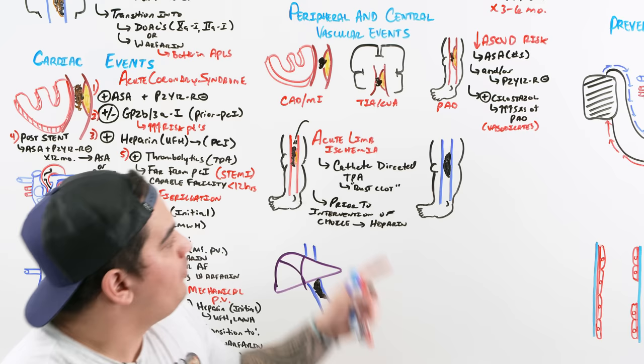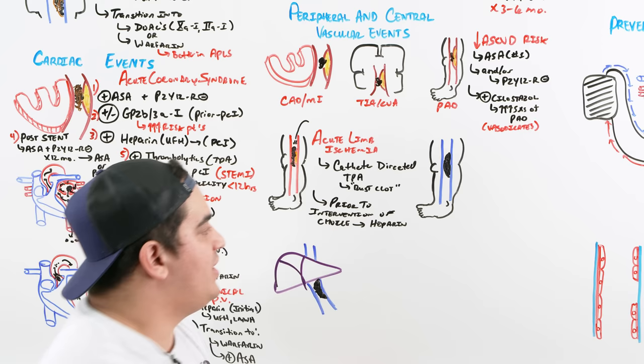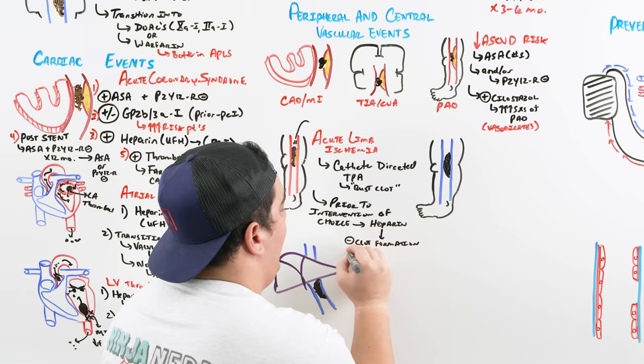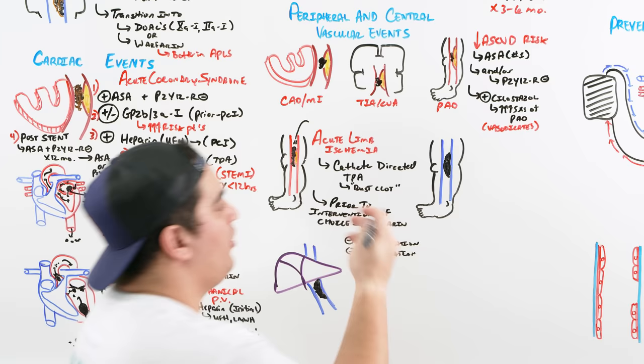Either way, if you're going to get catheter-directed TPA, you can give TPA directly here. Until you get the procedure of choice done, you can continue them on heparin, because what is this going to do? Inhibit further clot formation and propagation, which is really helpful to prevent further clot burden and prevent significantly more ischemia to the leg.